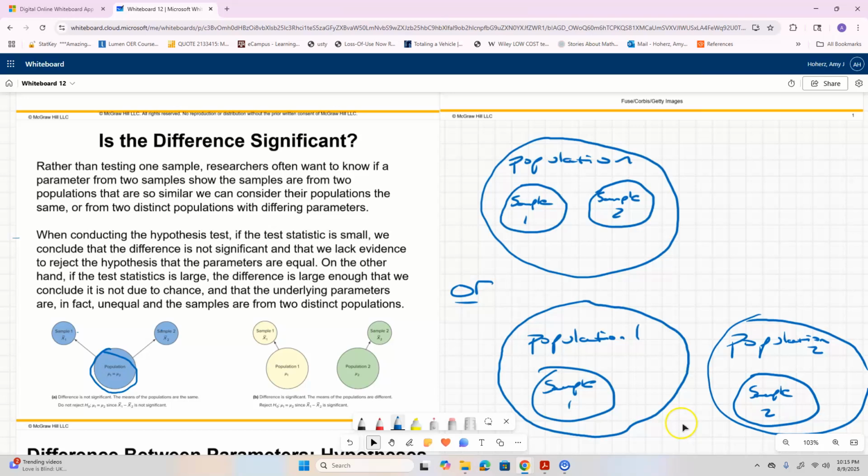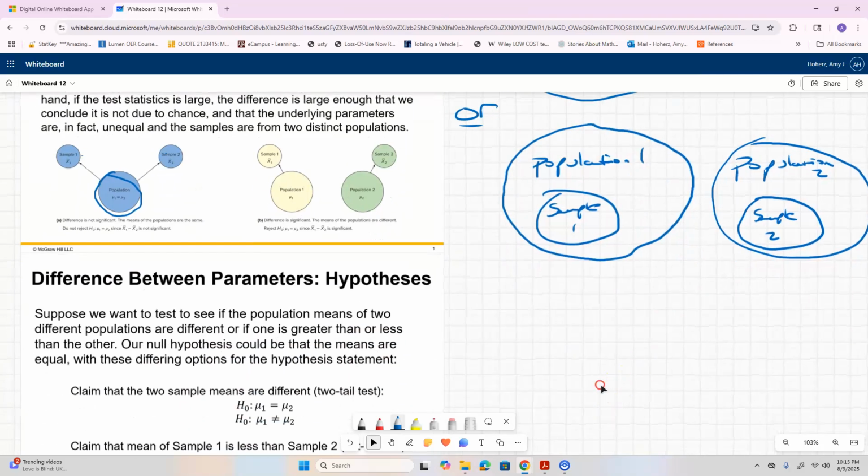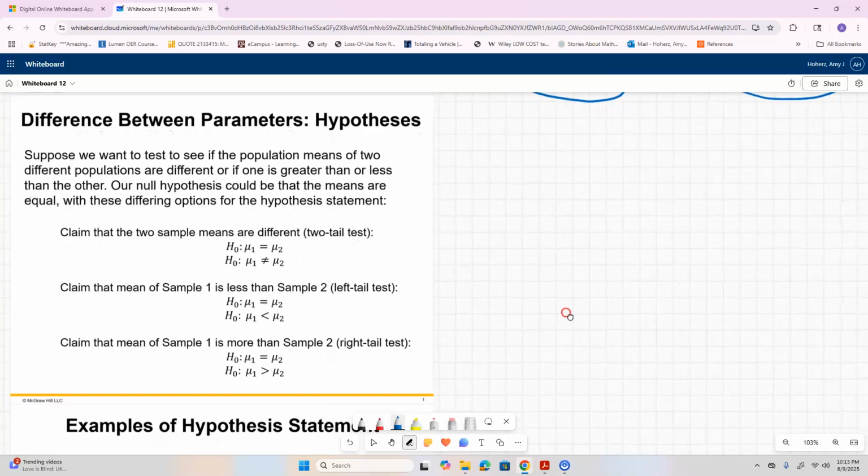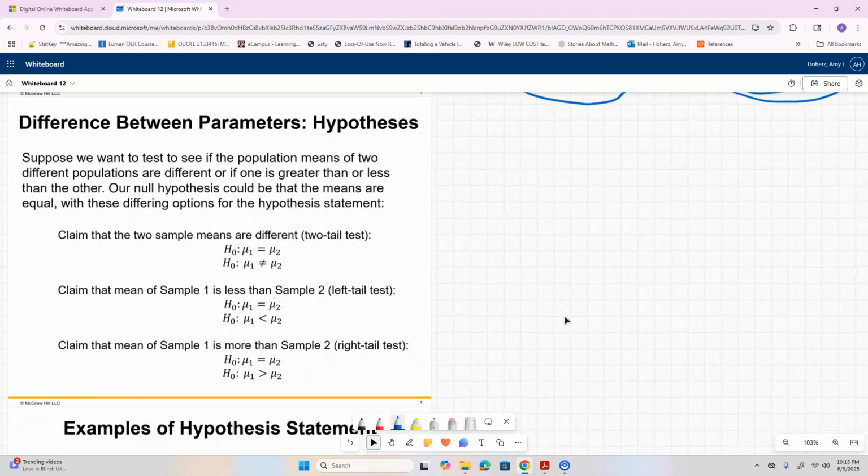Okay, so let's see what that looks like. I'm going to start with, what do the hypothesis statements look like for these types of hypothesis tests? When we start our null hypothesis, you'll notice with these three examples, these three types, we don't have any numbers.